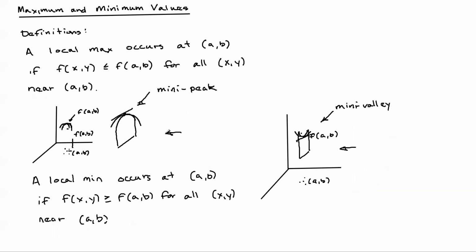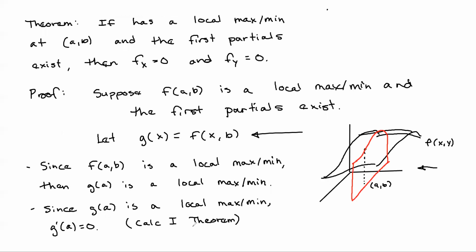And so we rely upon that in Calc 1 quite a bit. Whenever you're looking for local maxes or local mins, you always look for places where the derivative equals 0. So that's something that I think is common knowledge. But if you're interested, you can go back and take a look at that Calc 1 theorem. If g of a is a local max or min, then g prime of a needs to be 0. Oh, actually, I should add one more thing here. Since g of a is a local max, g prime has to equal 0, assuming that the derivative exists.